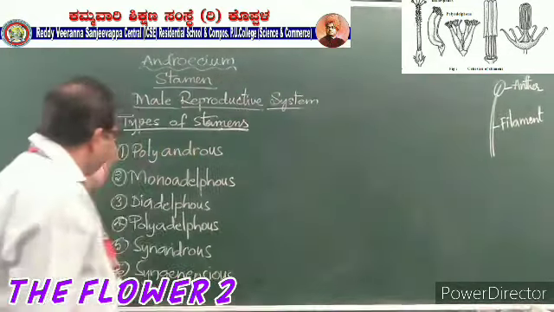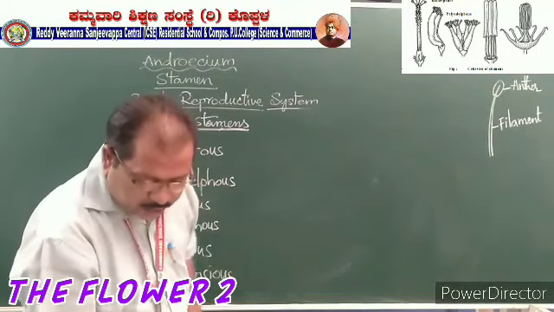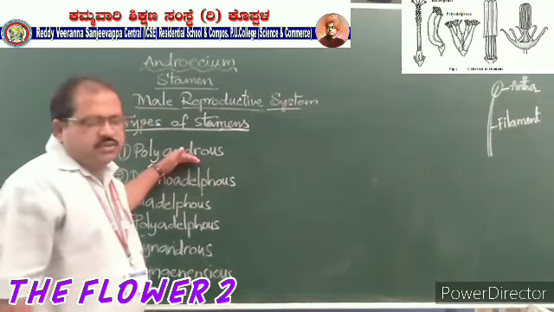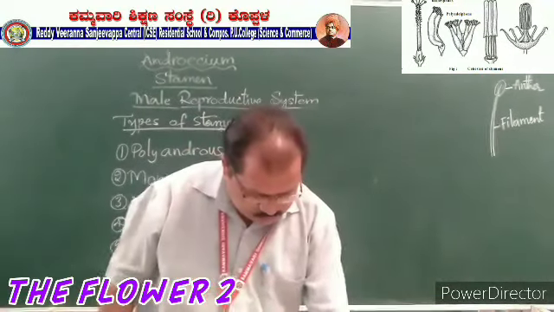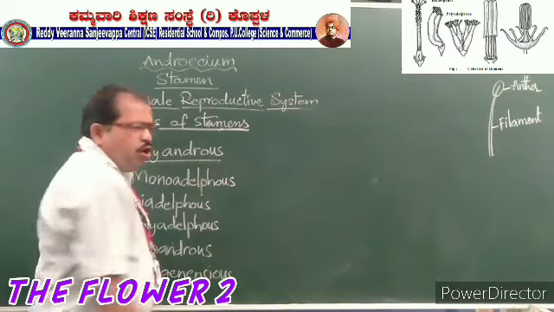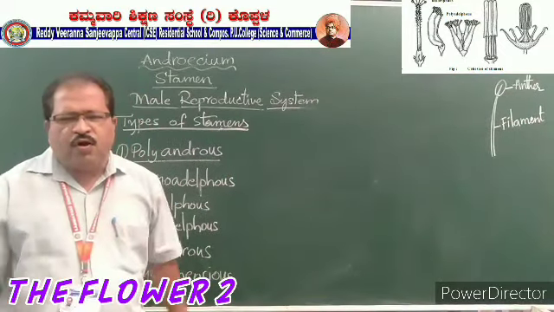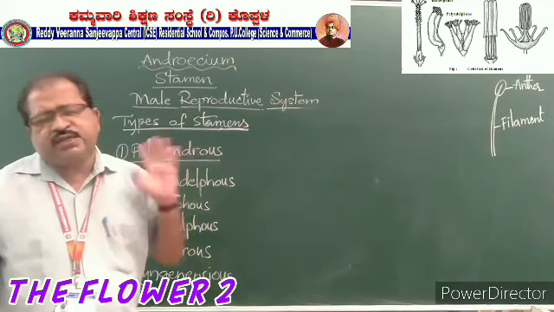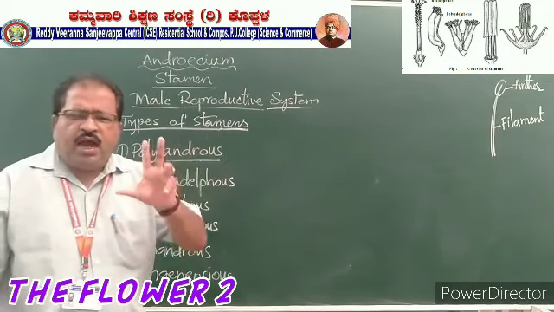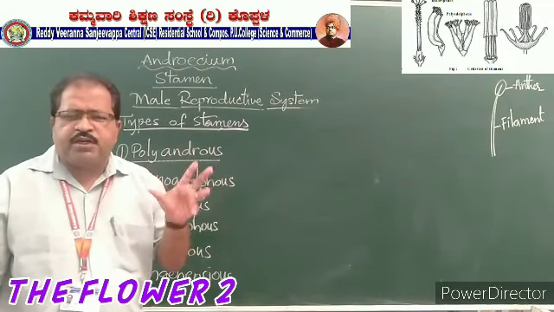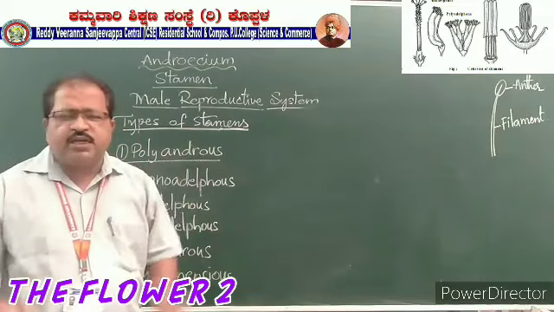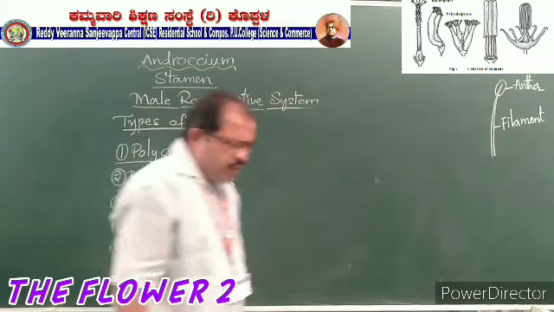Okay, these are the 6 types of stamen we can find in the various flowers. Let me explain. Polyandrous. In this condition of the flower, all the stamens are free. Poly means many, androecium are presented, stamens are presented, but all of them are free. They are not attached to each other. That is polyandrous.